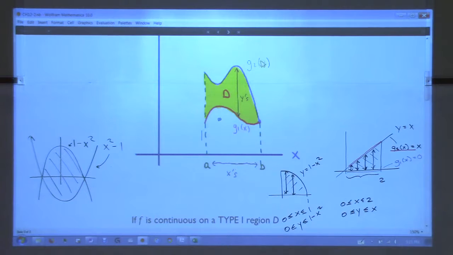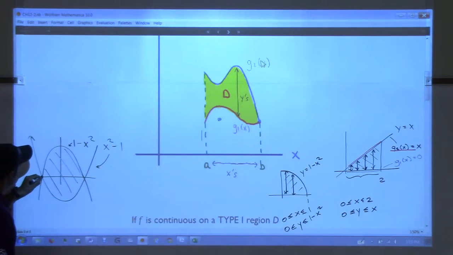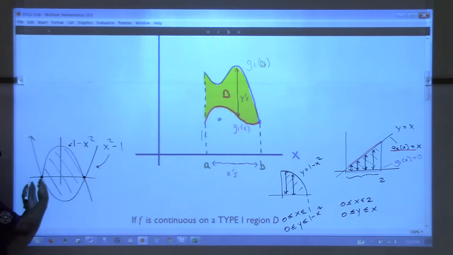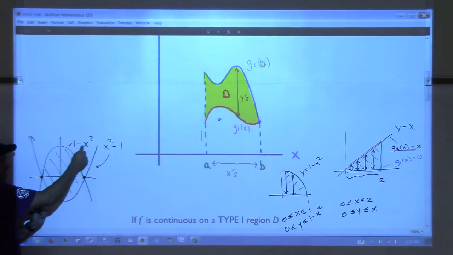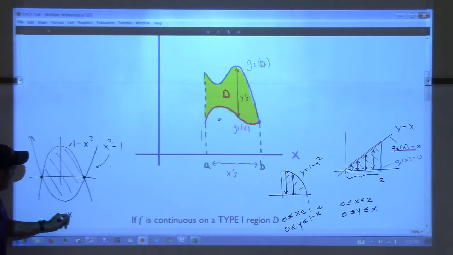Is that a type 1? Are your x's stuck between two constants? Are your x's always between these two constants? Yes. Now, what are the constants? You would have to figure out where these hit each other, which could be done, but I think it's obvious it's 1 and negative 1. So your x's here are between negative 1 and 1.